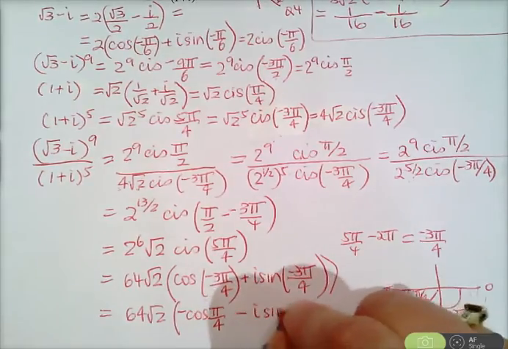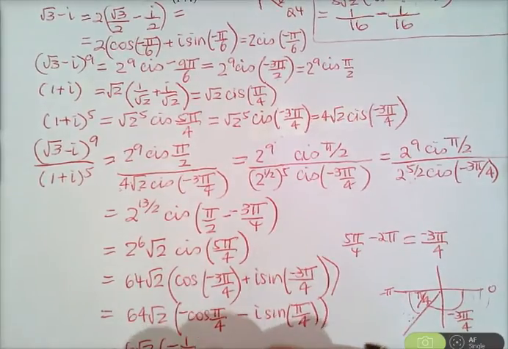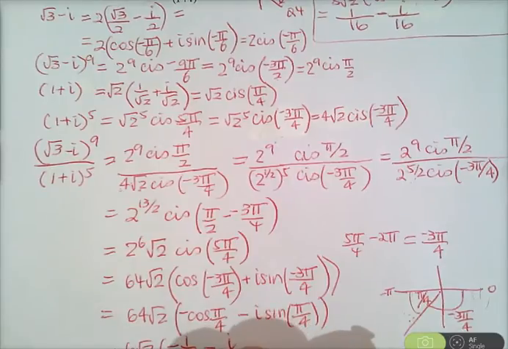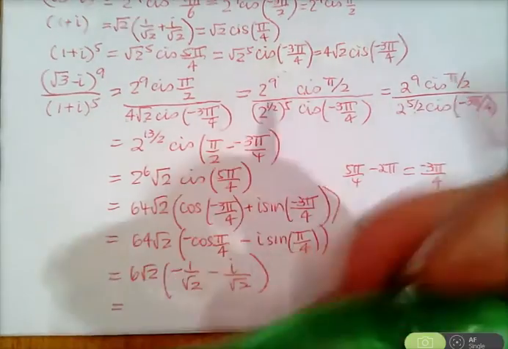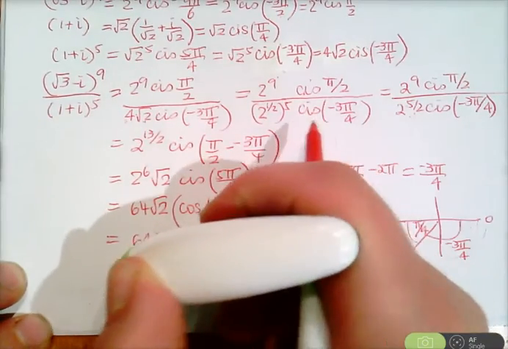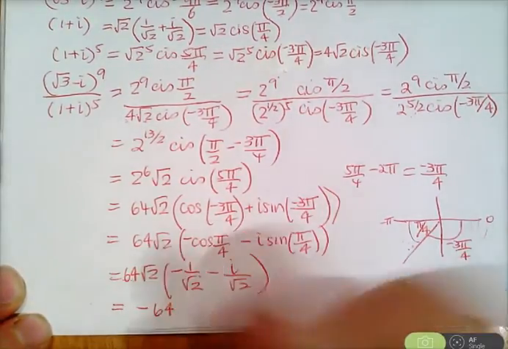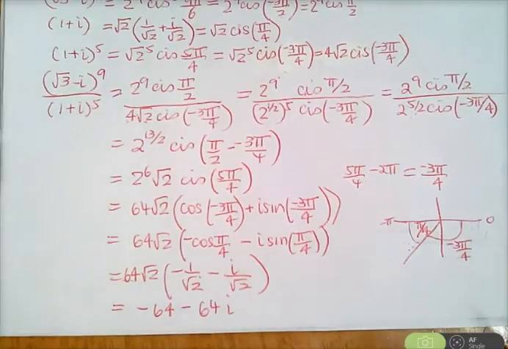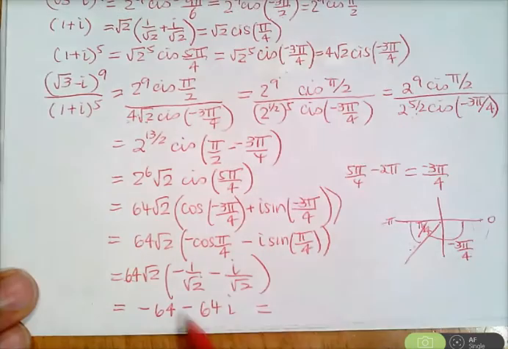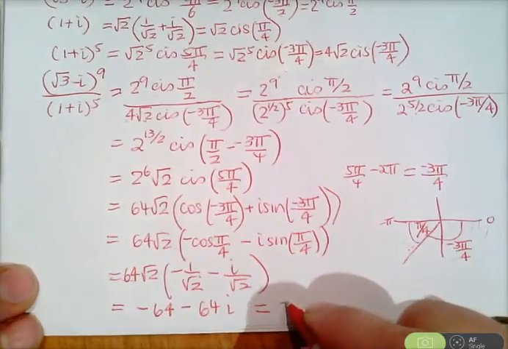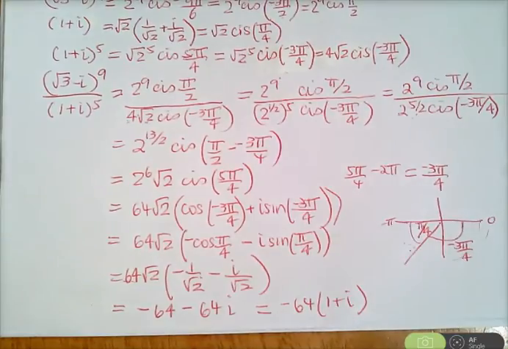Minus i sine pi on 4, which is 64 root 2 times negative 1 on root 2, minus i times 1 on root 2. Sorry, just running off the screen there, and that's 64 root 2, so I'll just fix that. So therefore, multiplying that out, we've got negative 64, and multiplying these, minus 64i. Now that's in Cartesian form, okay? Or I could write that as negative 64 bracket 1 plus i, okay? All right, that's the end of page 26.